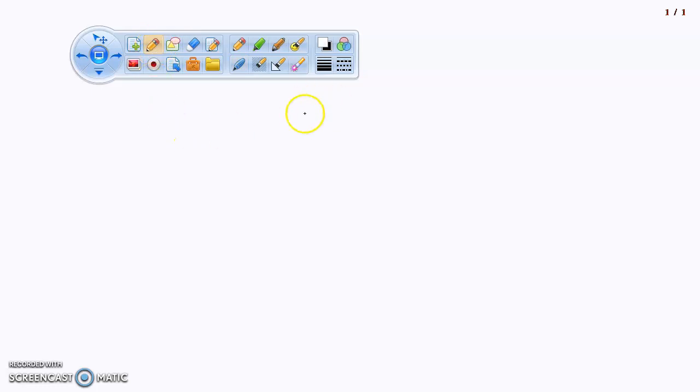If you have two rays like this one, and these rays intersect at this point, then we have four angles. Let's call this one angle 1, this one 2, this one 3, and this one 4. If I ask you what is the relation between angle 1 and angle 3, and between angle 2 and angle 4?